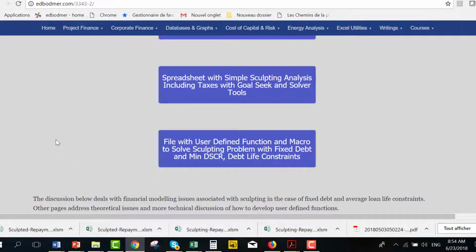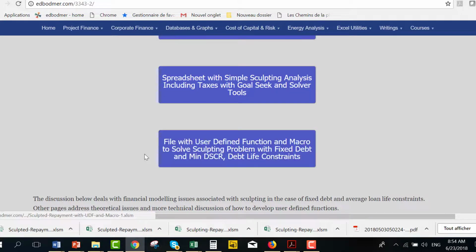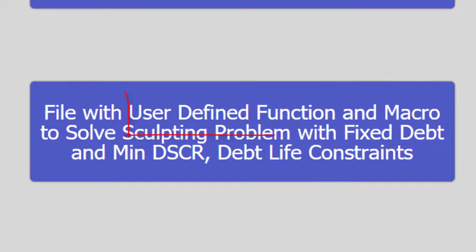I'm going to talk about this method of using a function, which really is a different way to think about modeling, a different way to think about Excel. And I want to show you how you can use this technique of user-defined functions, and for me, this is a real innovation, I hope.